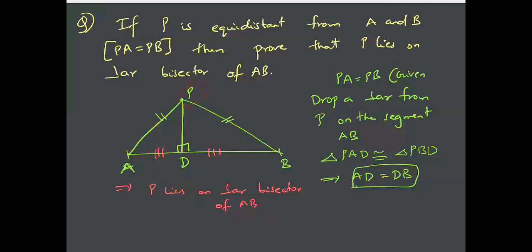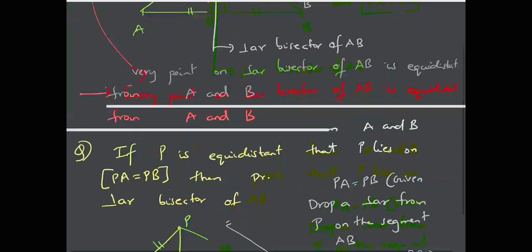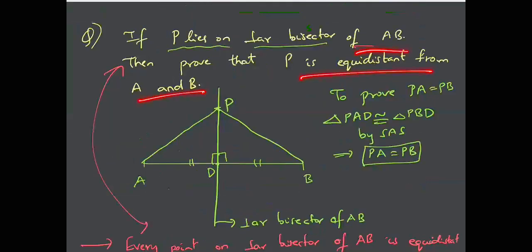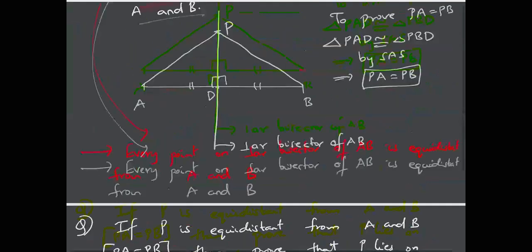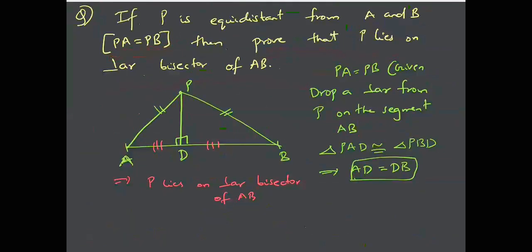So what can we say is that every point on the perpendicular bisector of AB is equidistant from A and B, and if there is any point which is equidistant from A and B, it must lie on the perpendicular bisector of line segment AB. Okay, so these statements are true. Both the statements are true.